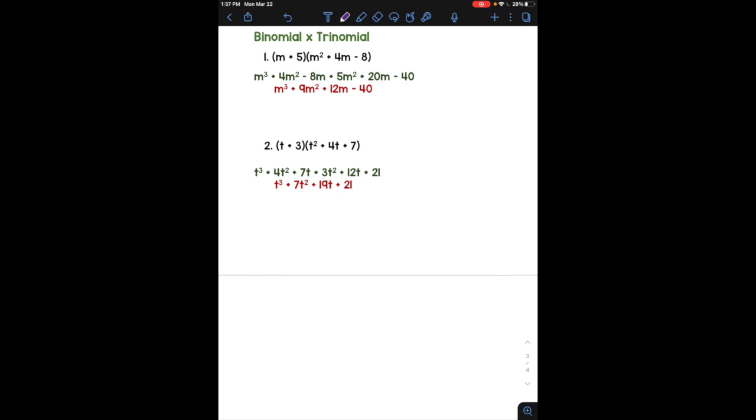Here's your answer for problem number 2. I'm going to go over the work really quick. We're going to distribute the t times all three terms of the trinomial, resulting in t cubed plus 4t squared plus 7t. And then we'll distribute the 3 times all three terms in the trinomial, resulting in 3t squared plus 12t plus 21. Combining like terms will give us our answer below, in which we're left with t cubed plus 7t squared plus 19t plus 21.